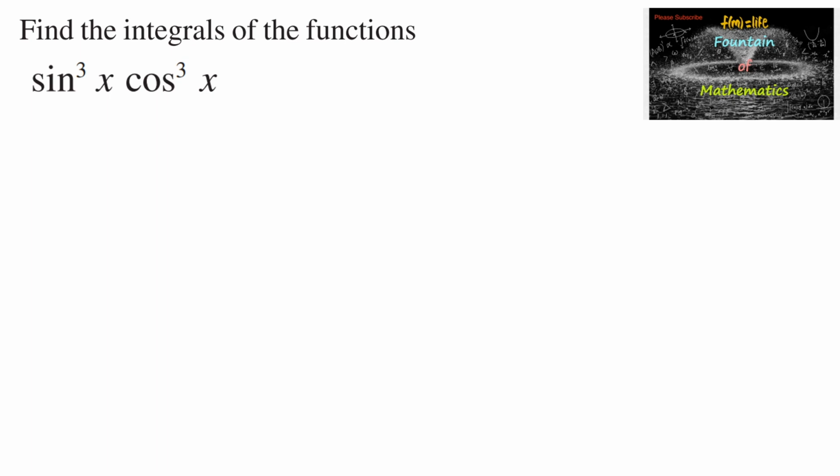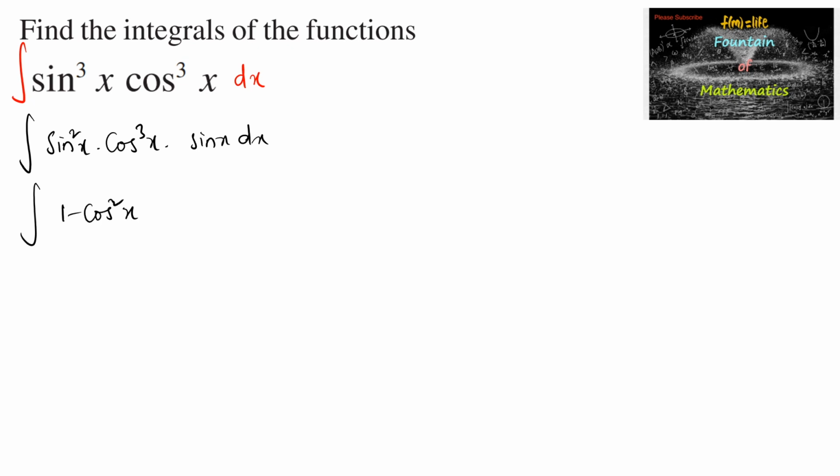Find the integral of the function sin power 3x into cos power 3x dx. So this can be written as the integral of sin square x into cos power 3x into sin x dx, or sin square we can write as 1 minus cos square x, into cos power 3x into sin x dx.